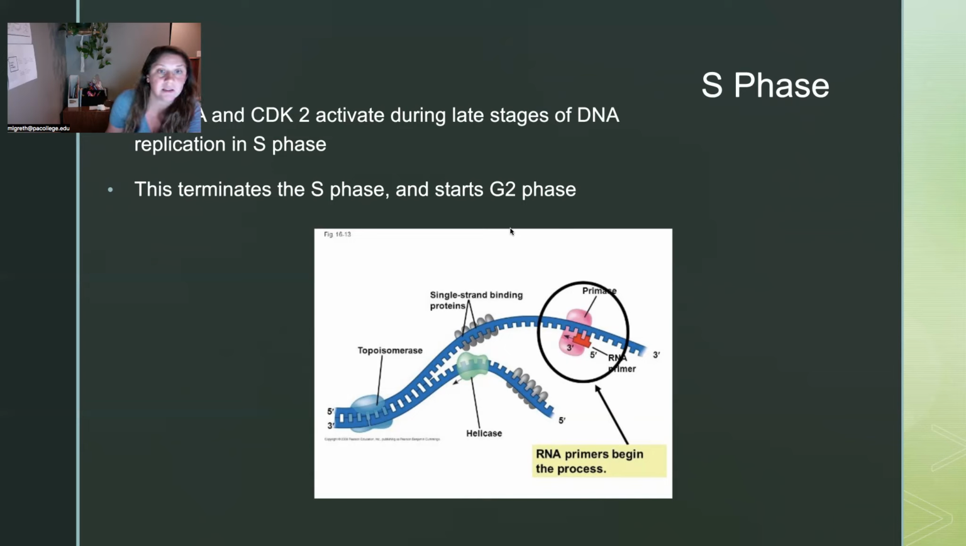Cyclin A and CDK2 activate during the late stages of DNA replication in S phase. The cyclin A displaces the cyclin E from the CDK2 cyclin E complex.